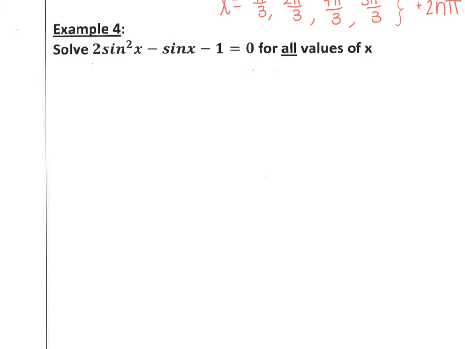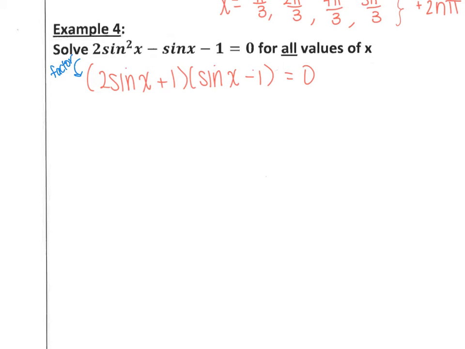So to factor that, we would get 2 sine of x plus 1 times sine of x minus 1 equals 0. So to get to that point, we factored.